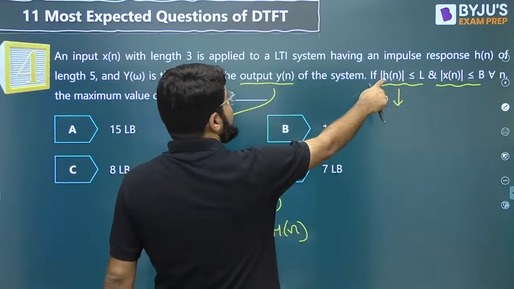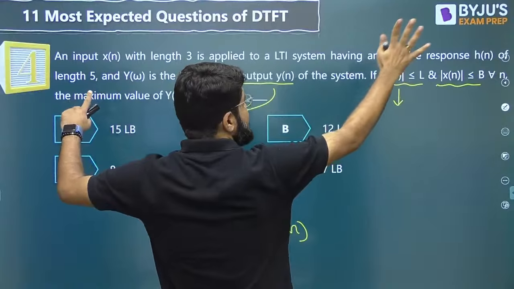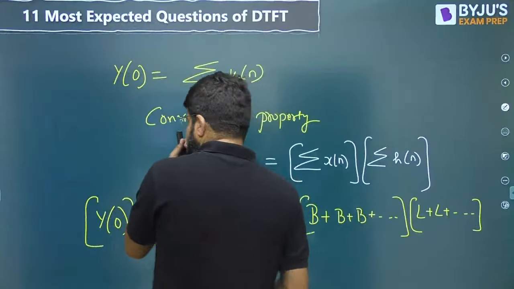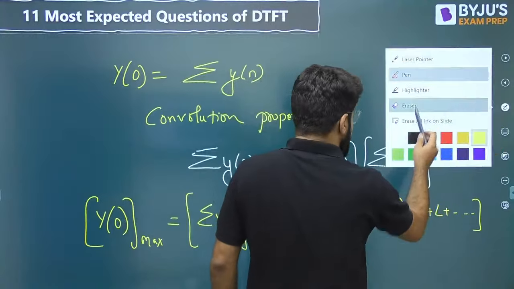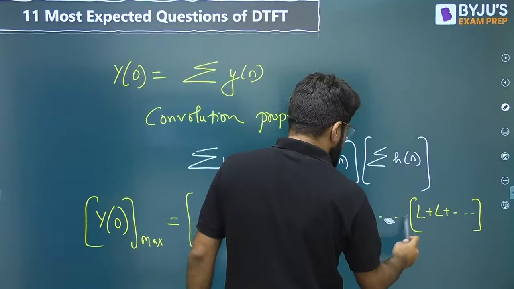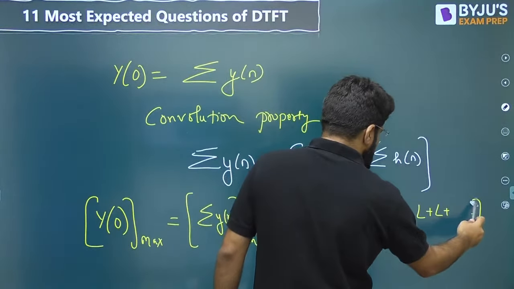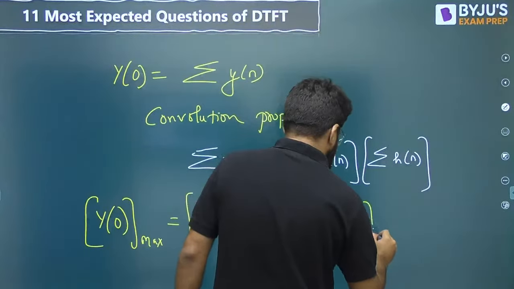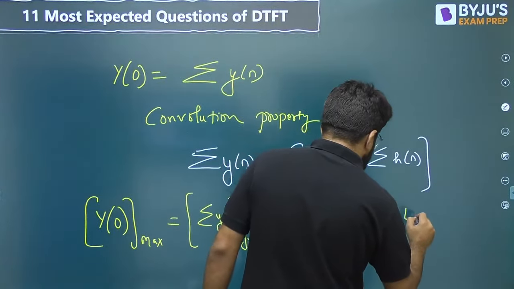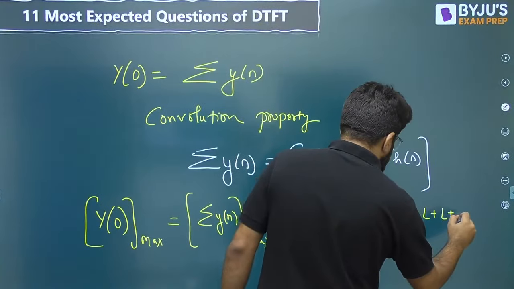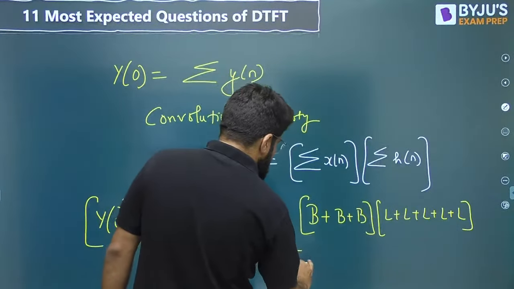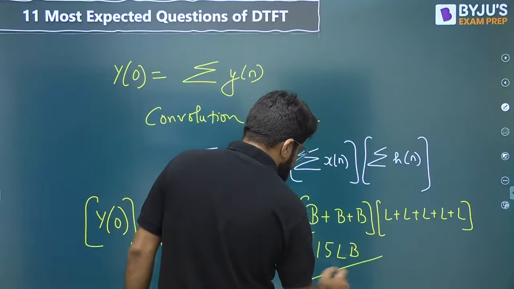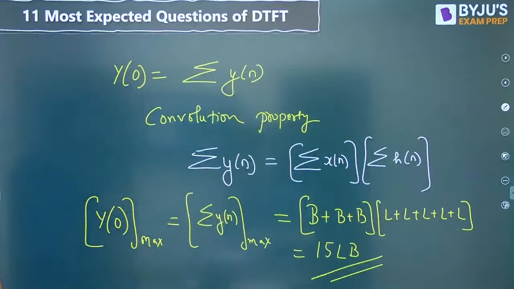Now you will see the length of h[n] is 5, so it has 5 samples. Length of x[n] is 3, it has only 3 samples. Let me do the correction: b will only come 3 times, and L will come 5 times. So this is equal to 3b into 5L. 3 into 5, 15 times LB will be the answer.